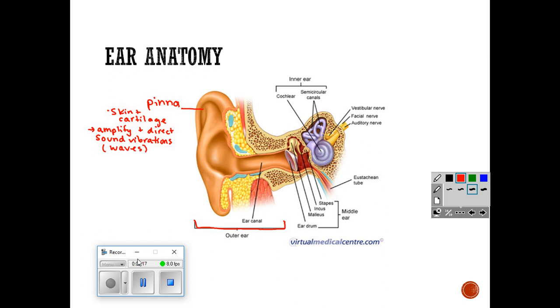Now, could you still hear without your pinna? Sure you could. It's just helping direct sound into your ear, but it's not actually the sensory receptor that's detecting the sound. It's just helping get the sound into your ear.